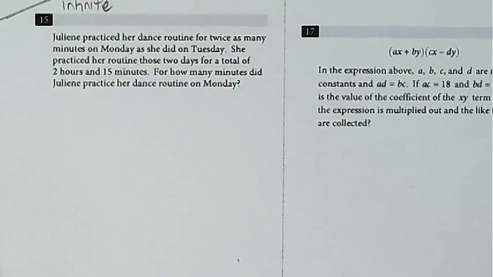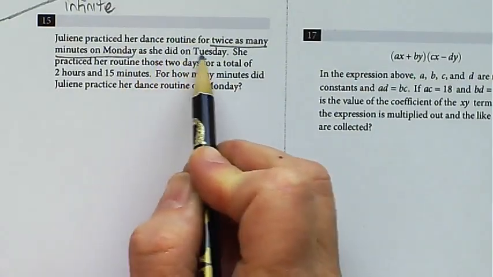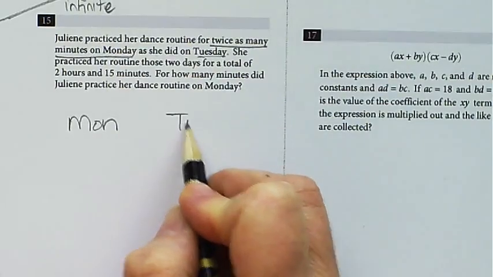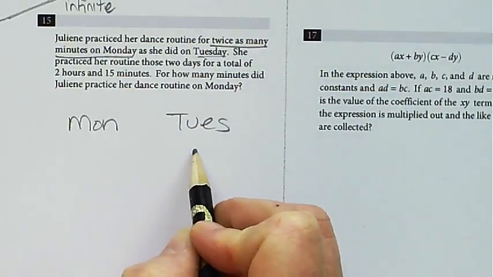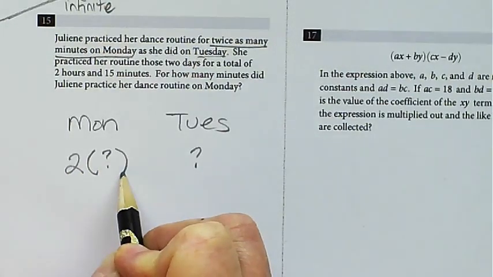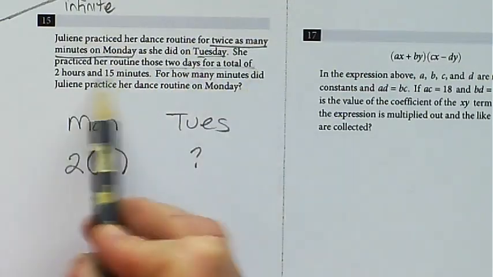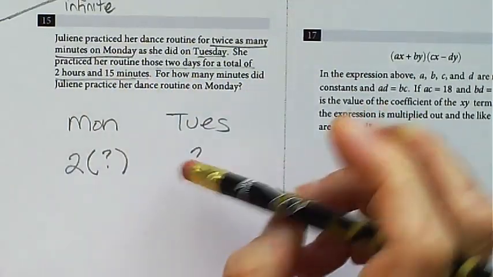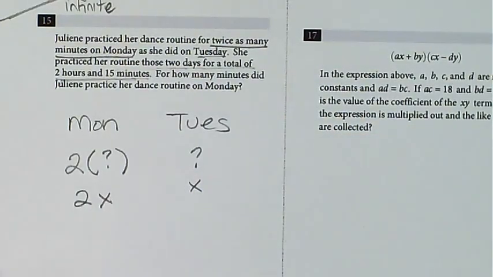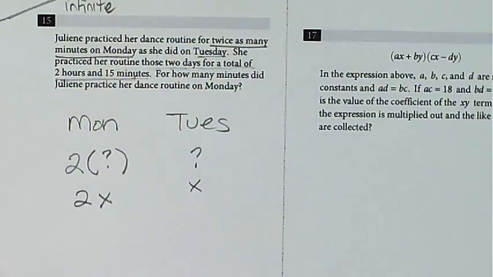Julianne practiced her dance routine for twice as many minutes on Monday as she did on Tuesday. So whatever she did on Tuesday, she's doing double that amount on Monday. She practiced her routine those 2 days for a total of 2 hours and 15 minutes. So let's call the amount from Tuesday x, the amount from Monday would be 2x, and the total for the 2 days is 2 hours and 15 minutes.